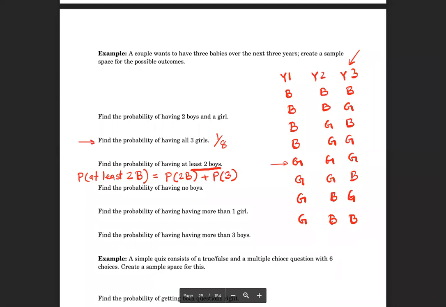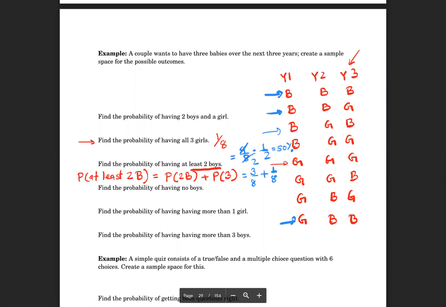So what is the probability of 2 boys? If you look at it, I see here 2 boys, I see here 2 boys, I see here 2 boys. So the first one is going to be 3 out of 8 plus the probability of 3 boys, which is this one, 1 out of 8. That is 4 out of 8 or 1/2, because 4 goes into 8 2 times. So the probability of at least 2 boys is 1/2 or 50%.